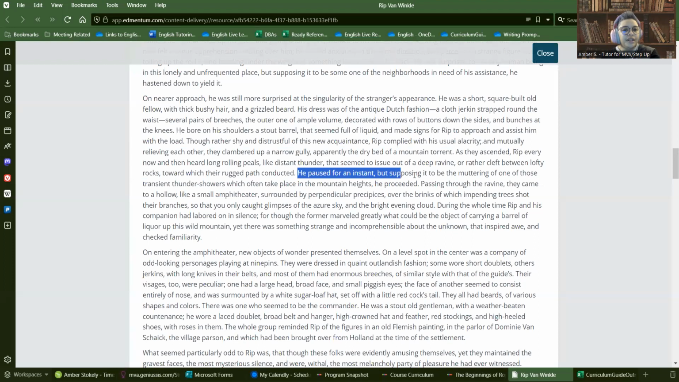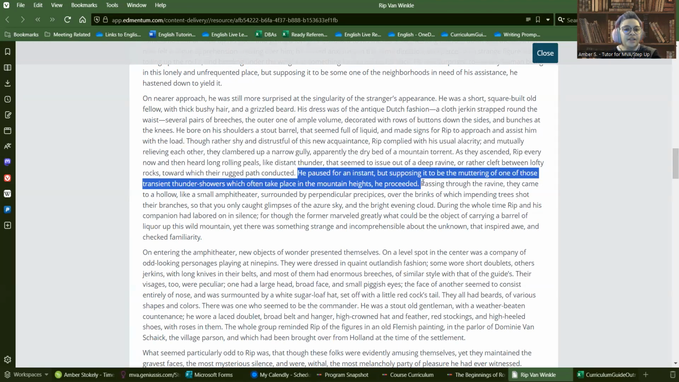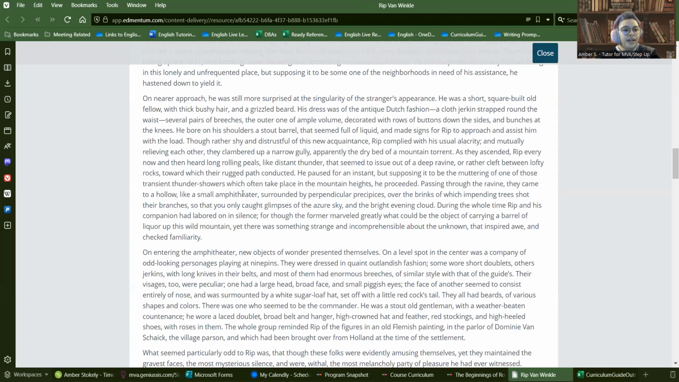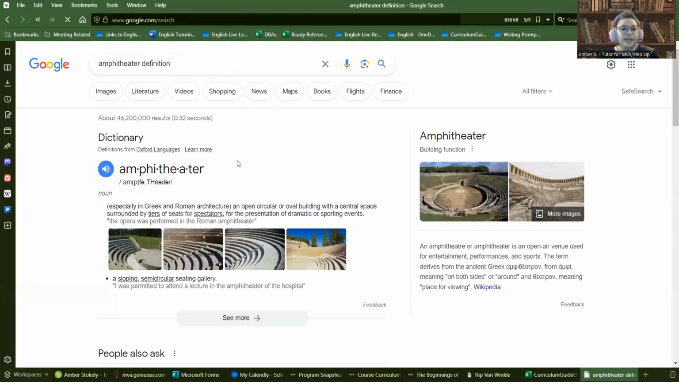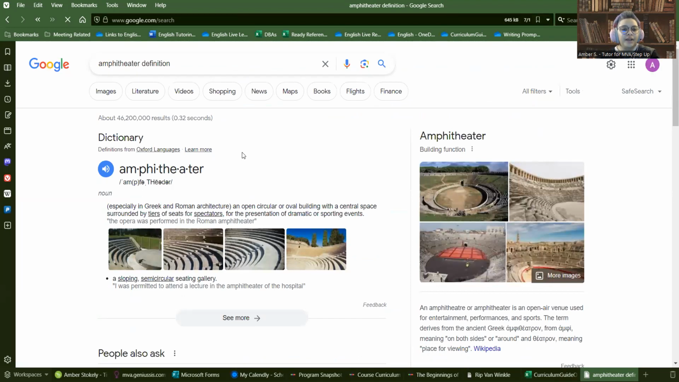He paused for an instant, but supposing it to be the muttering of one of those transient thunder showers that often take place in mountain heights, he proceeded. So it sounds weird to him, but he thinks it's just thunder. So he's like, whatever. Passing through the ravine, they came to a hollow, like a small amphitheater. So an amphitheater, you can see the word theater there, right? So we have an idea of what an amphitheater is. But obviously, if we don't use the word theater now, they're related, but it's a specific type of theater, right?